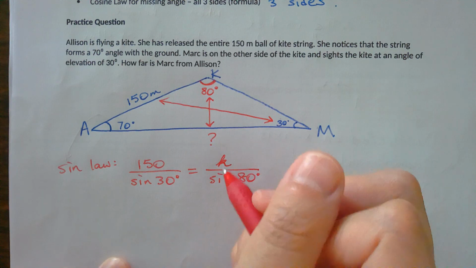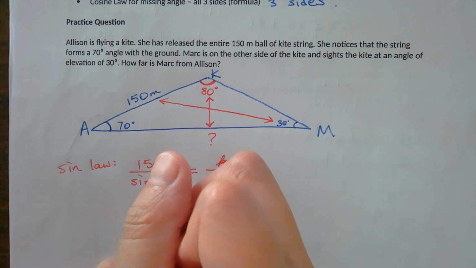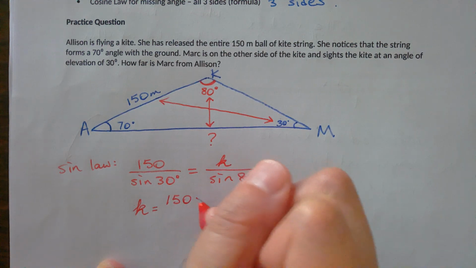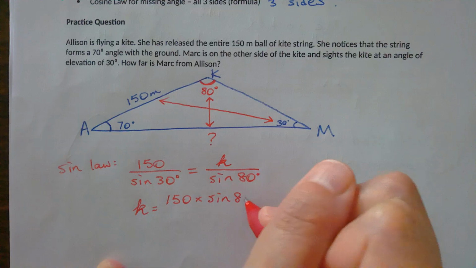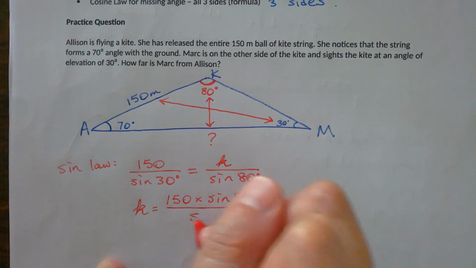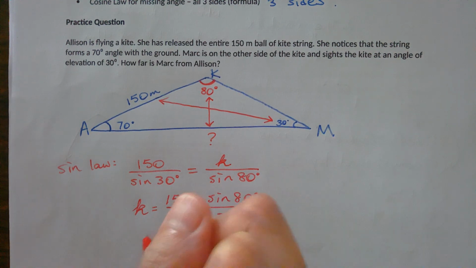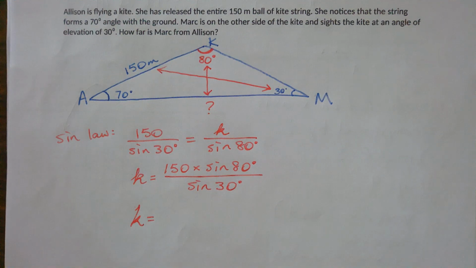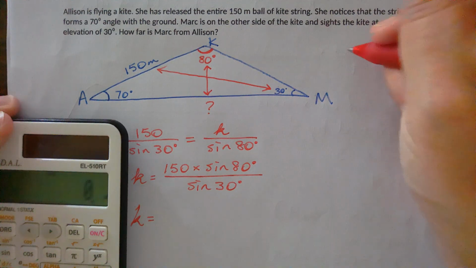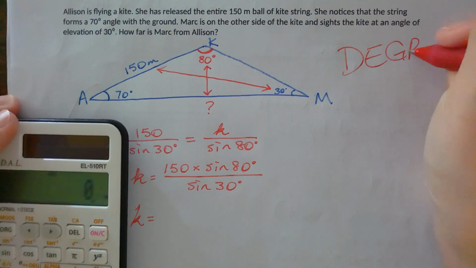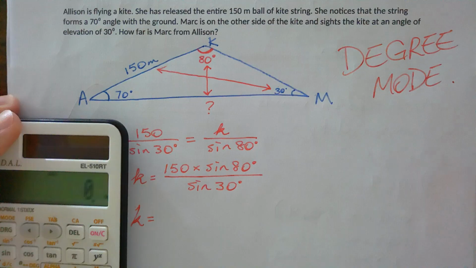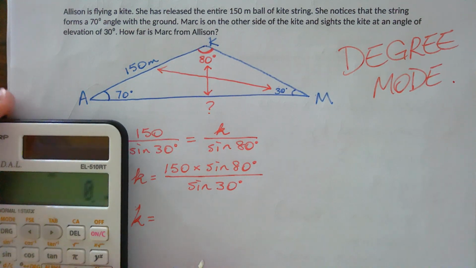Cross multiply and divide. Since k is on the top, I am multiplying and then dividing by sine 30 degrees. So k equals. On your calculator, make sure it's in degree mode. Otherwise, that section of that exam is gone.